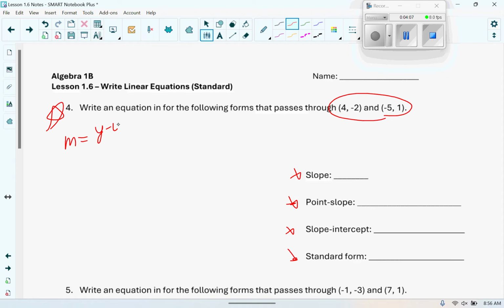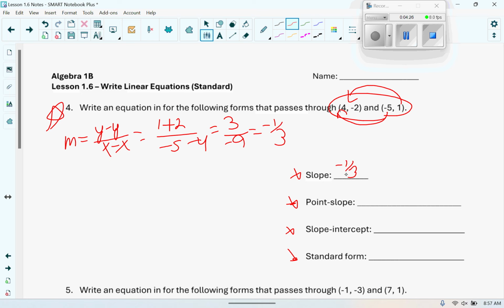Remember, it's y minus y over x minus x. Remember, you're making the picnic table. So I have 1 minus -2, so 1 plus 2, and then -5 minus 4. So this is 3 over -9, or -1/3. Now I'm going to put it into point slope form. It doesn't matter which point you use. I'll just use the first one. So I'm going to say y plus 2 is equal to -1/3 x minus 4.